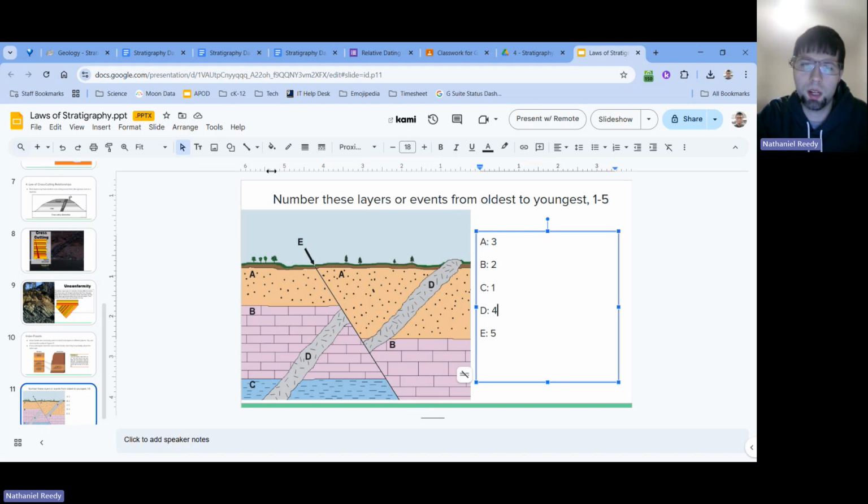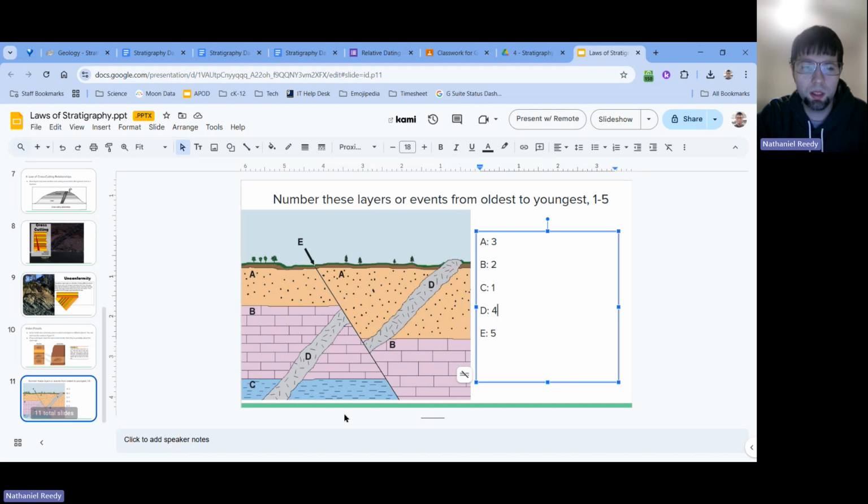So again, just to review this problem, because you guys are going to do a few like this. C happened first. It was laid down first, and then B, and then A, and then D is an igneous intrusion that cut through all of them. Cross-cutting relationship says whatever it cuts through is the youngest, but then something else cut through the intrusion and the other 3 layers. That's the fault line right there, which shifted everything down, which means E is the most recent event.